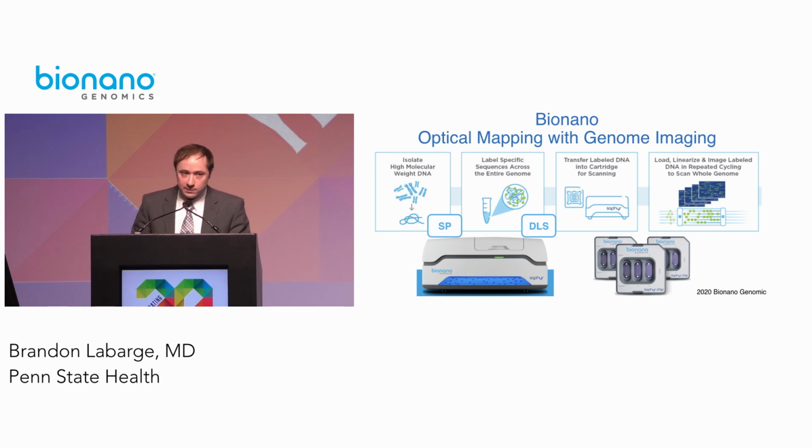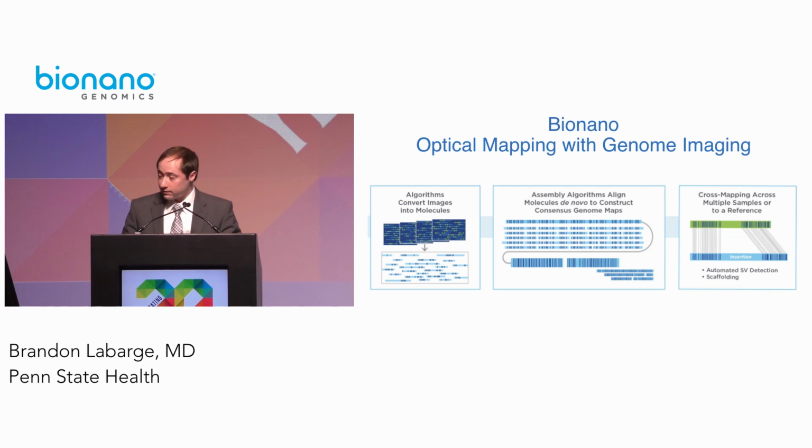This is a 6 base pair sequence that's stained, and it creates a molecular barcode for the DNA. The DNA is then loaded onto one of these Sapphire chips, where it is linearized and then imaged by the Sapphire instrument shown on the bottom left. The Sapphire takes repeated image cycling of this to generate digital molecules that an algorithm can convert, and then these molecules are assembled based on overlap to form these consensus genome maps.